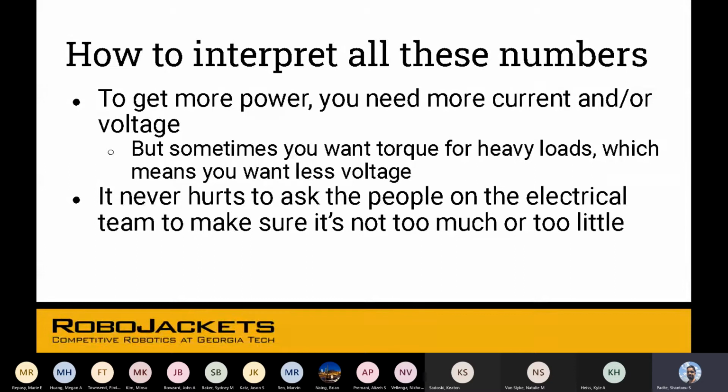If you have a heavy load, though, you might want less voltage for the torque, because if you keep applying a higher torque for a really heavy load, you could end up damaging your motor. And always just ask the electrical team. I'm living with 3 electrical roommates, and they talk a lot about stuff that I don't understand. But when it comes to motors, they also don't understand some of the stuff that I know. So it's good to communicate with them.